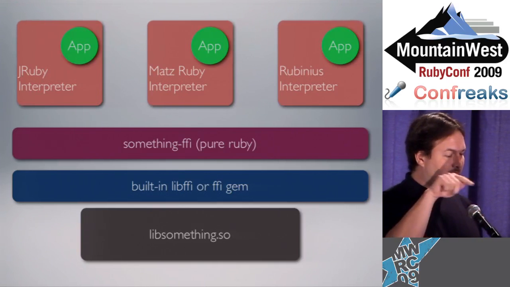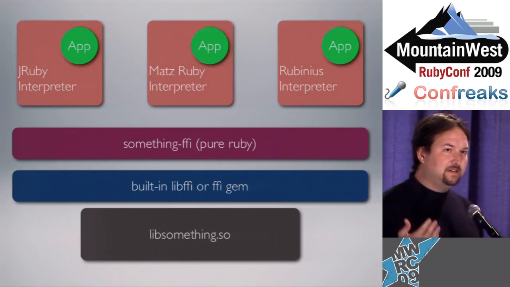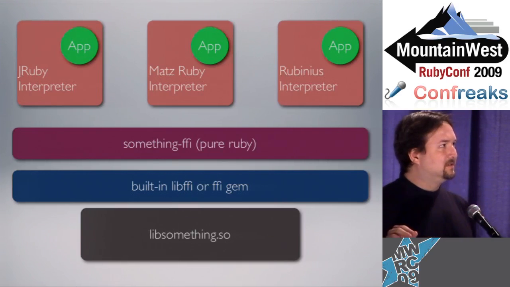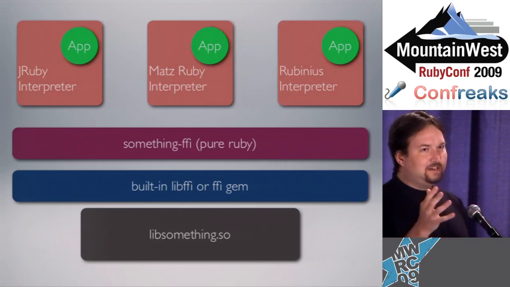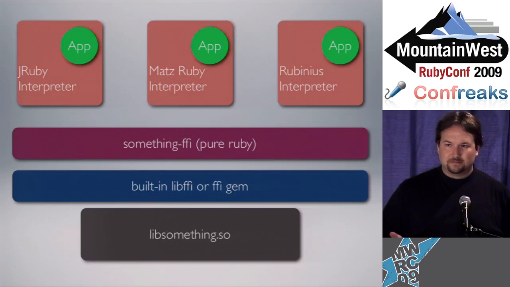So we have this shim here between FFI and my application that describes the Ruby interface to lib something, and it can be used by every single one of these interpreters. Now think about that for a minute. That means your application, potentially, without any changing, could run in every interpreter.